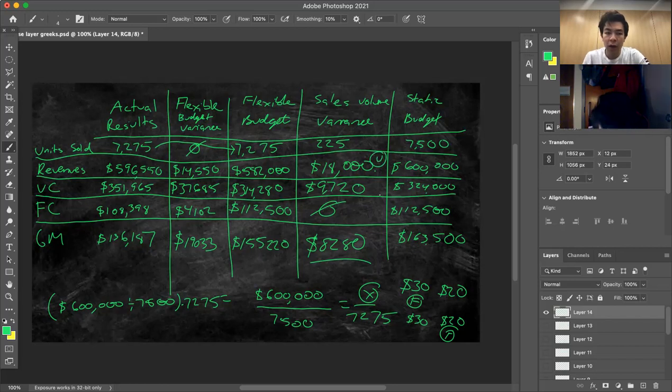Okay. For the variable cost, what do you think is going to be here? Would that be another unfavorable? Well, think about it. Explain to me how it would be unfavorable. Well, because your flexible budget is 314,280 and your static budget is 324,000. So I'm just kind of confused with the difference between this one and the revenues one.